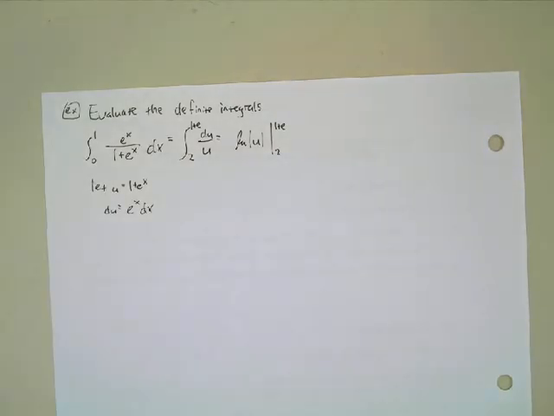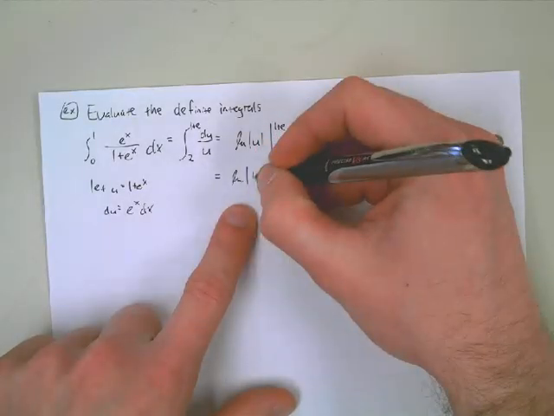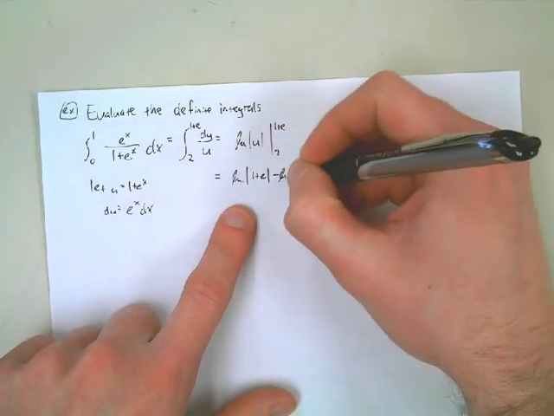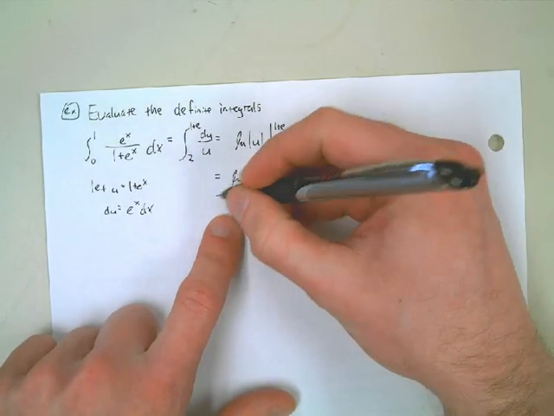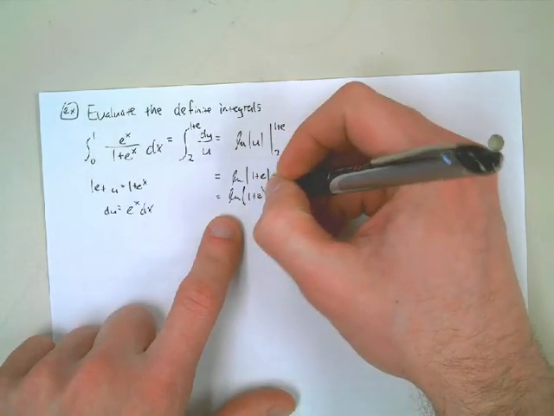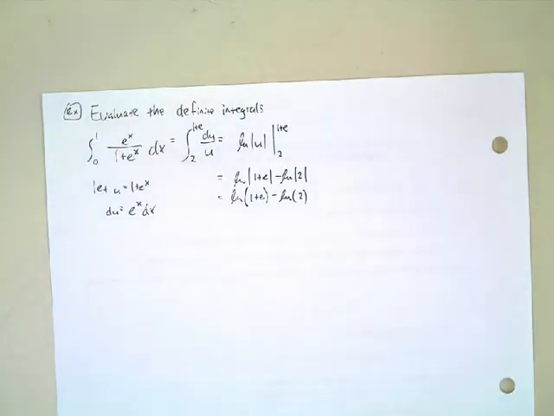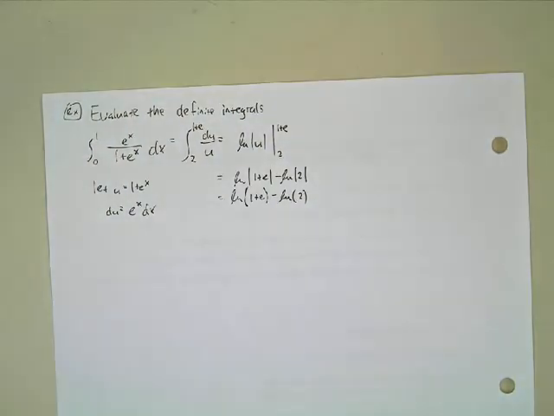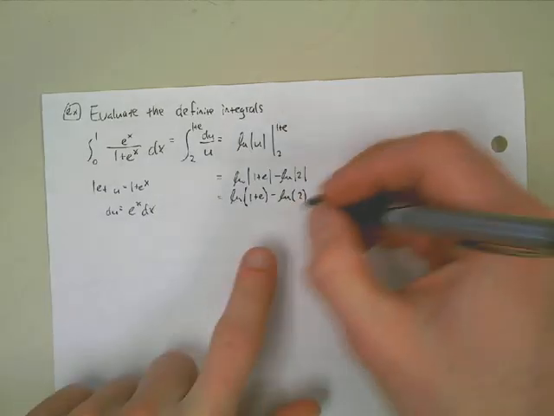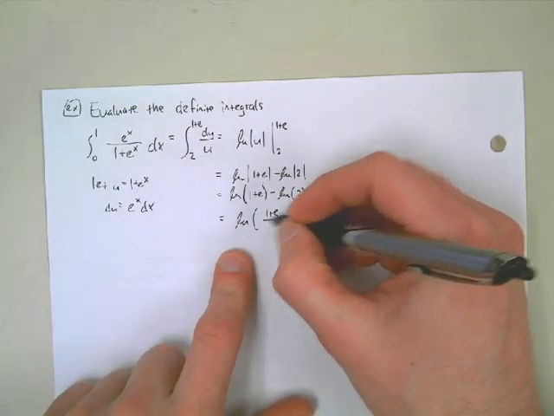Okay, and so we just plug that in. So it's the natural log of the absolute value of 1 plus e minus the natural log of the absolute value of 2, which is then just ln of 1 plus e minus ln of 2. Okay, there it is. And we could do one more step here. When you have subtraction between two natural logs, what does that become? Yeah, division. So you could say natural log of 1 plus e all over 2, using those natural log properties.